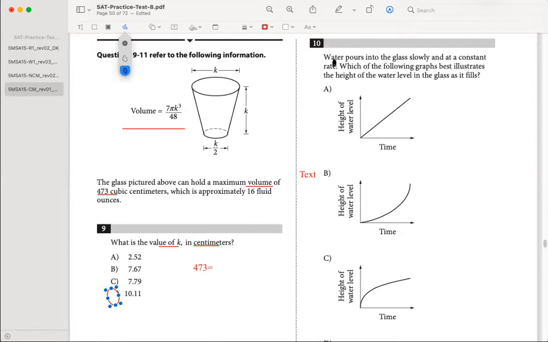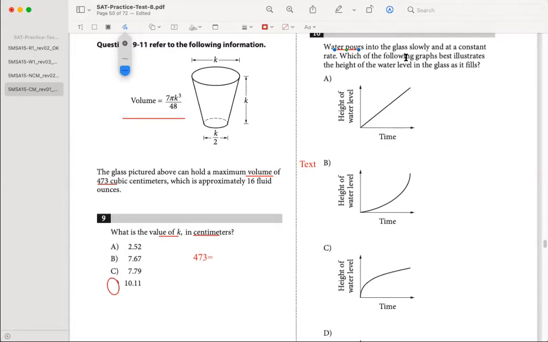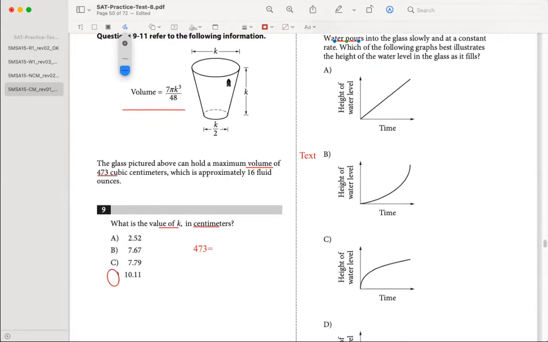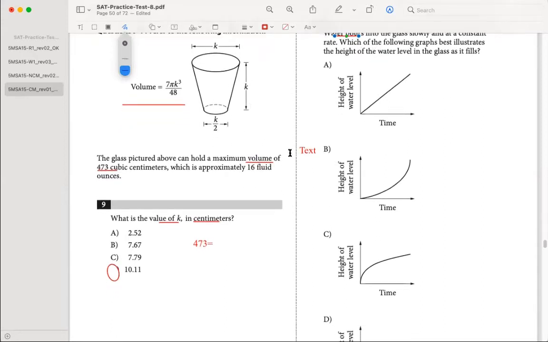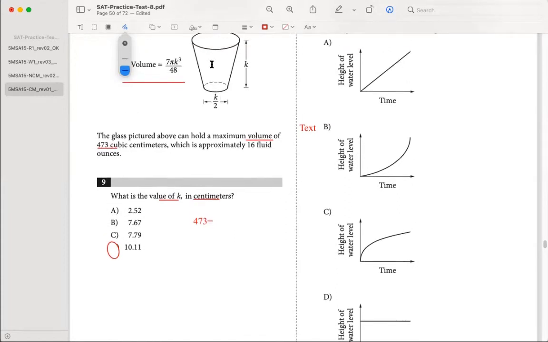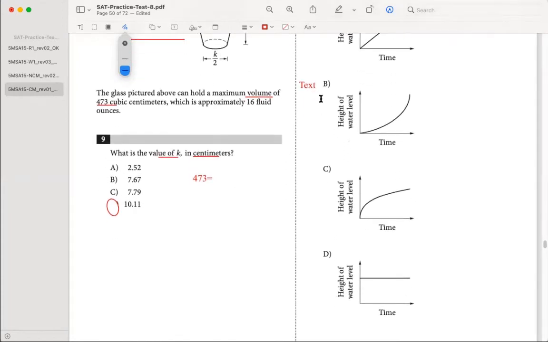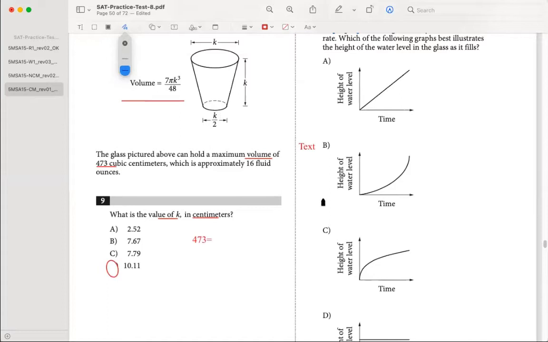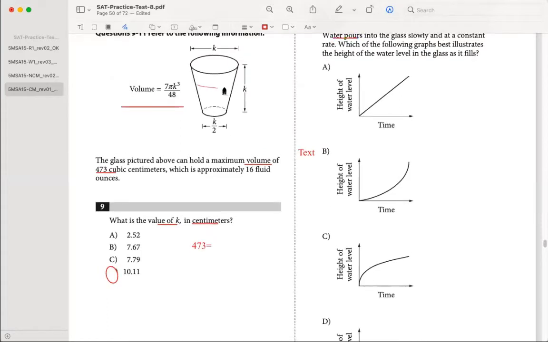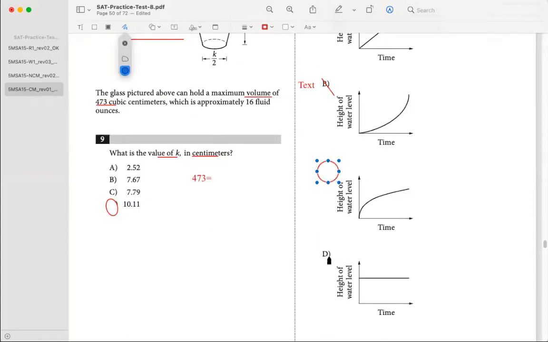Moving on, 10. Okay, the water pours slowly, at a constant rate. Since this is a vase, it's going to first fill up rapidly up until here, and then it's going to start slowing down. So this is linear, that's not right. This is the opposite way of what we just said. This should be the right answer. And this is constant, so that's wrong.